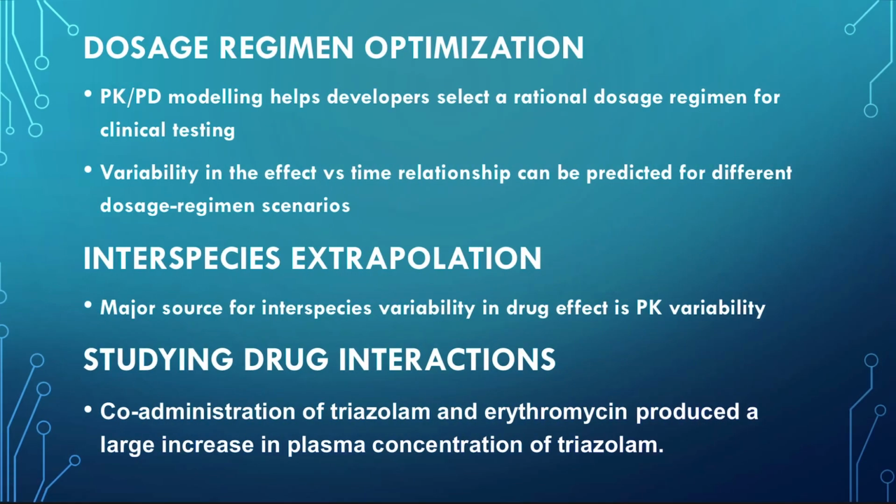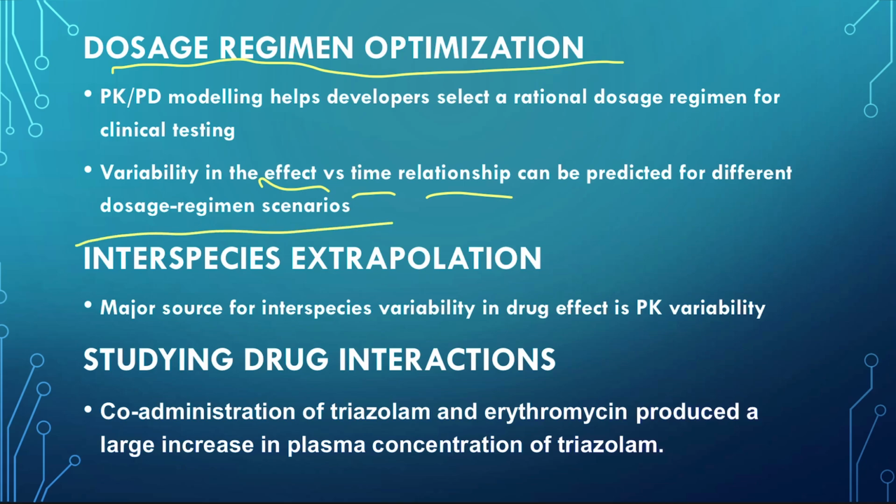Now coming to the next application, that is dosage regimen optimization. It is very clear. It is actually a part of the drug development itself. So a rational dosage regimen can be found, and it can be clinically tested in clinical trials, and the effect versus time relationship can be predicted with different dosage regimens and different dosage regimen scenarios also.